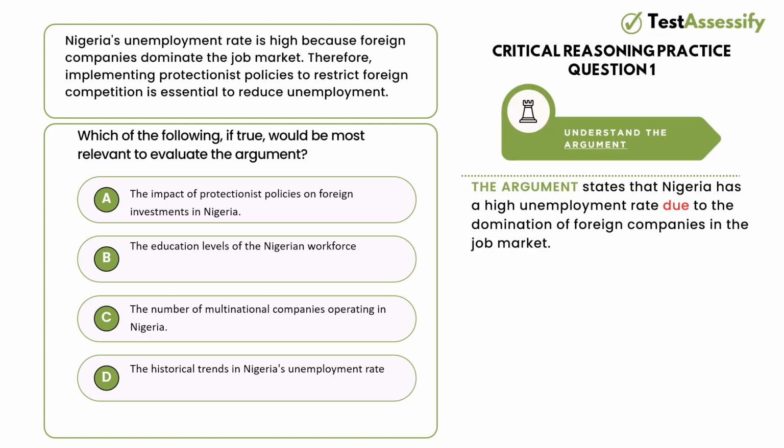Now that we've covered the ANALYZE method, we are going to actually use it to solve this particular question. The question for today says that Nigeria's unemployment rate is high because foreign companies dominate the job market. Therefore, implementing protectionist policies to restrict foreign competition is essential to reduce unemployment. What's the goal? The goal here is to identify the main claim and the supporting reason. In a way, it's like being a detective, but this time we are going to be a detective of words. What's the claim? The claim here states that Nigeria has a high unemployment rate due to the domination of foreign companies in the job market.